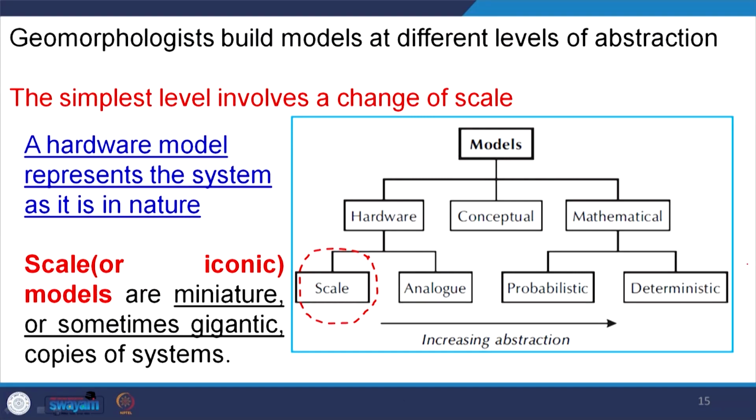Now, geomorphologists built models at different levels of abstraction. For example, if you see here, models can be classified into three different ways. One is called a hardware model, then a conceptual model, then a mathematical model. A hardware model means hard material is used.